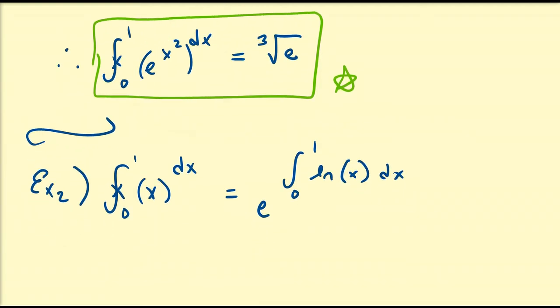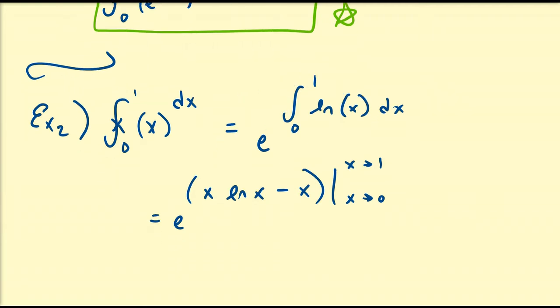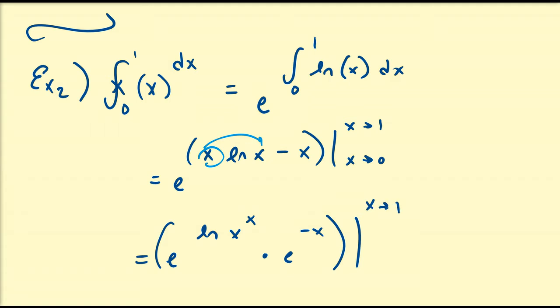As we should already know, the antiderivative of the natural log is going to be equal to x times the natural log of x minus x. And then we're going to evaluate this as x goes to 1 and as x goes to 0. But before we evaluate the limits, I just want to break this down into its exponential components. So we can rewrite this as e to the natural log of x to the x, and then times e to the minus x. Because as you pretty much see, we can bring this x up here. So it's going to be x to the x, and then that e to the minus x is going to go downstairs. And of course, this is going to be evaluated as x goes to 1 and then as x goes to 0.